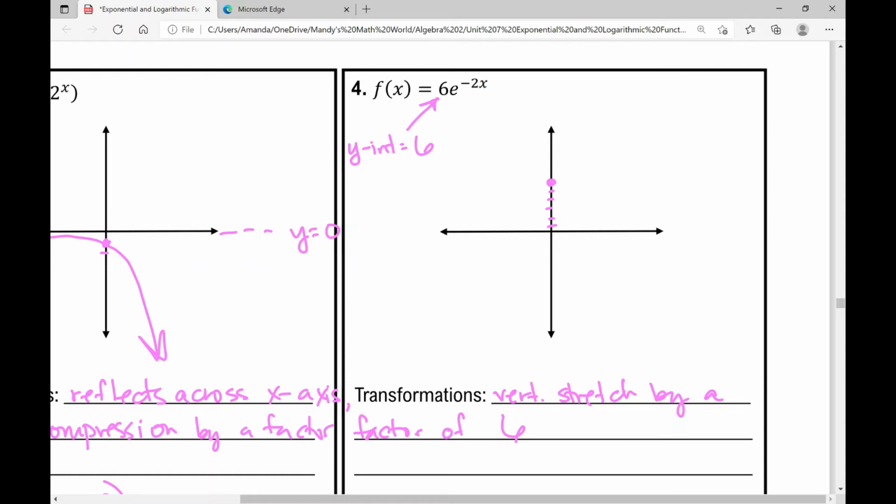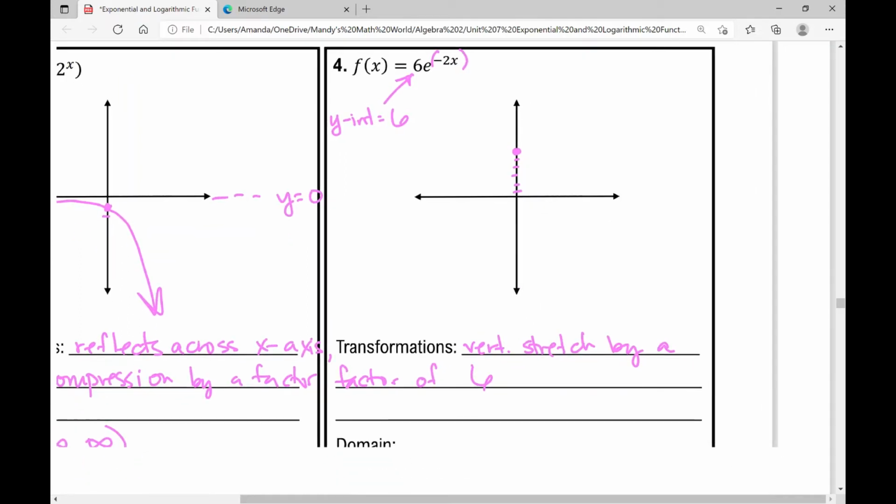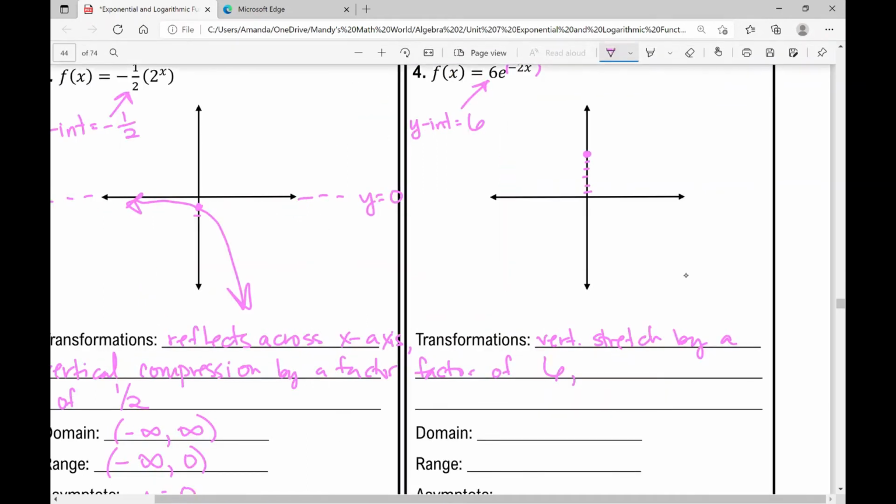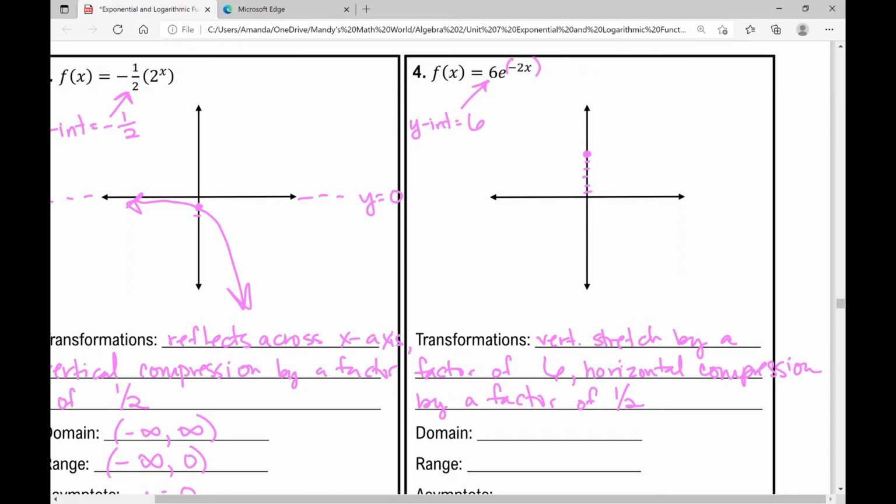Okay, so what's happening horizontally? We've got a negative and a 2 in front of that x now. So what do each of those do? That 2, how I will describe this, is a horizontal compression by a factor of 1/2. So it's 1 over b. That's how it affects it. I know that's really confusing.